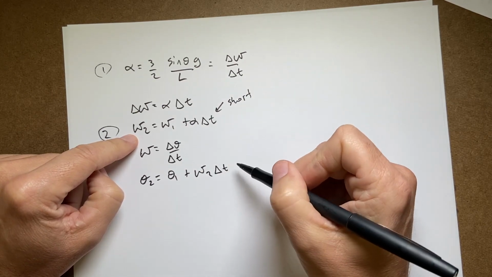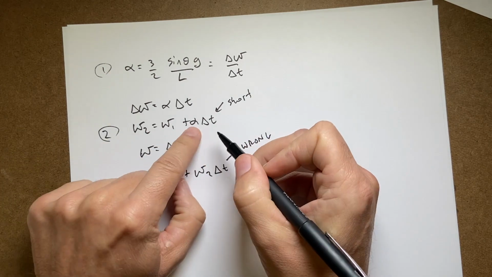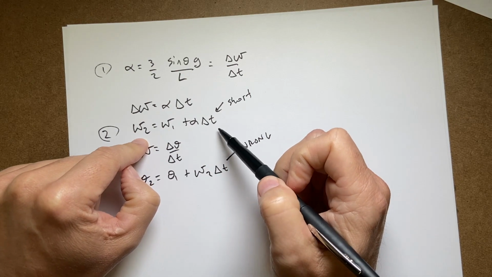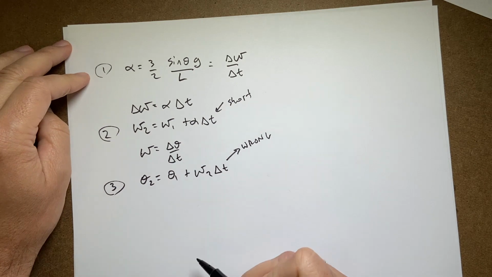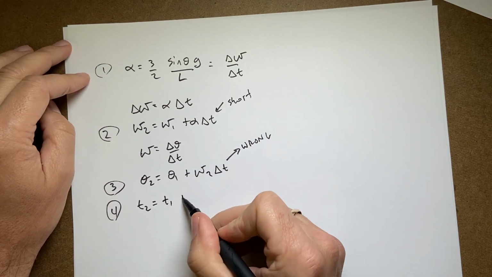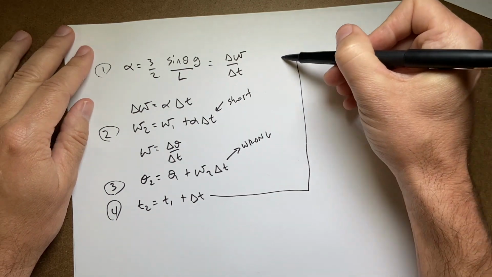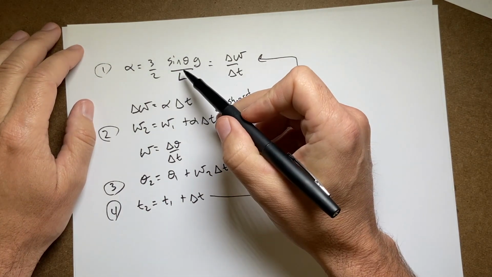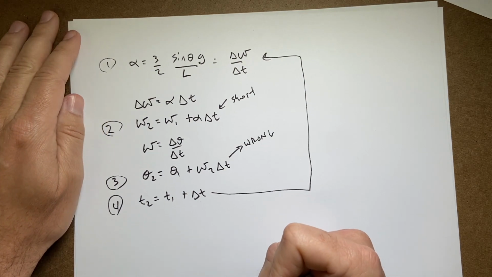So this is again the short time interval, and this is wrong. This is wrong too because the angular acceleration changes over that time interval too. But if it's short, it should be okay. So this is going to be step 3. And then step 4, I'll say t2 equals t1 plus delta t. So I'll update the time. And then I'll go back up here. Now I have a new angle, so I can calculate the new angular acceleration, and I can repeat the whole thing. This is the whole process of a numerical calculation.